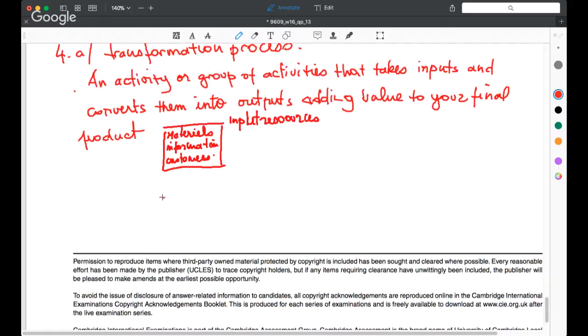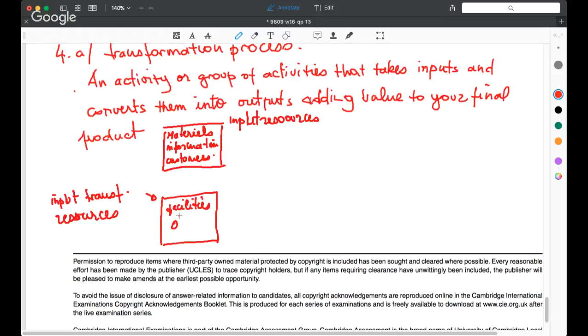And then you have another part, which is input transformation resources. Okay, this is facilities and stuff. And then you take all that to make what? To make your transformation process.